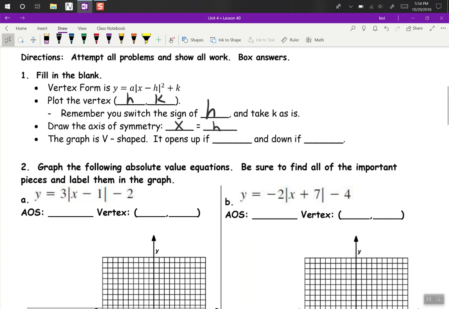If V-shaped, it opens up if A is greater than 0, that means A is positive, and down if A is less than 0, that means A would be negative.